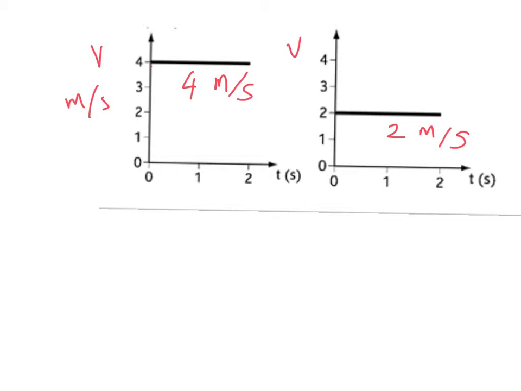The meaning is different. Now these two objects are not accelerating, and that's another piece of information you can give, because the gradient is 0. When the gradient is 0, acceleration is 0. That means it's going at a steady speed, either that or it's not moving at all. If the line is drawn here, that means the speed is 0 and it's not moving at all. But if it is here, this object is moving at 2 meters per second and the acceleration is 0 because the gradient is 0.